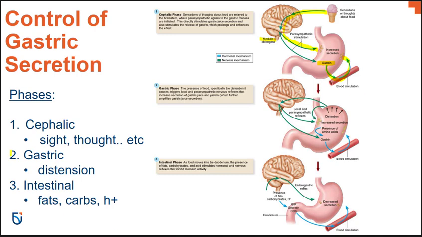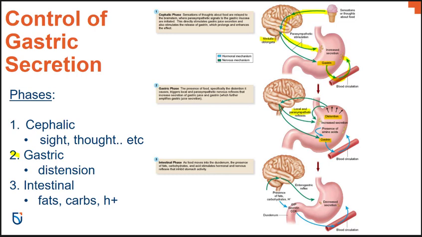During the gastric phase, the presence of food in your stomach, specifically when the presence of food causes distension, triggers local and parasympathetic reflexes to occur. So you can see the distension in this image. This will end up causing an increase in gastric juice secretion as well as gastrin in order to further enhance this effect or amplify the release of gastric juices.